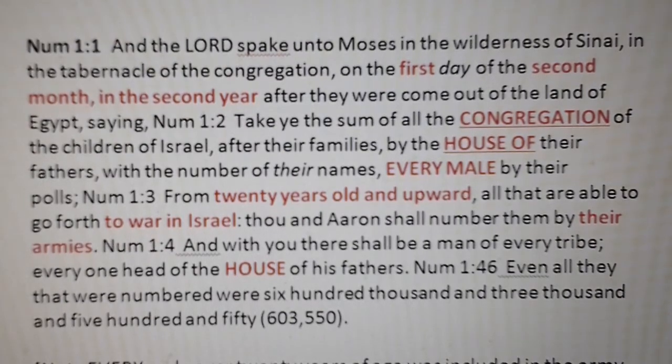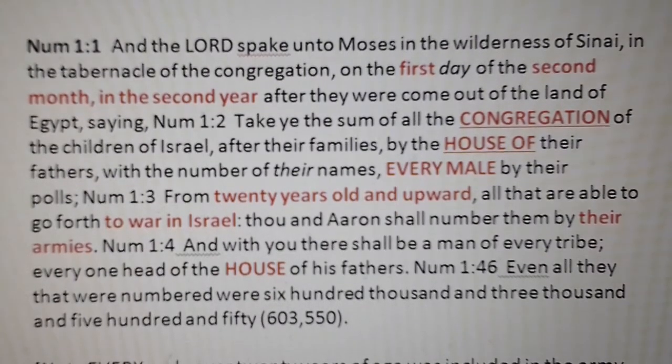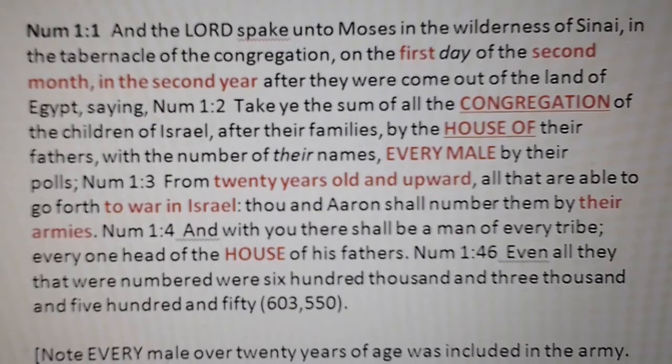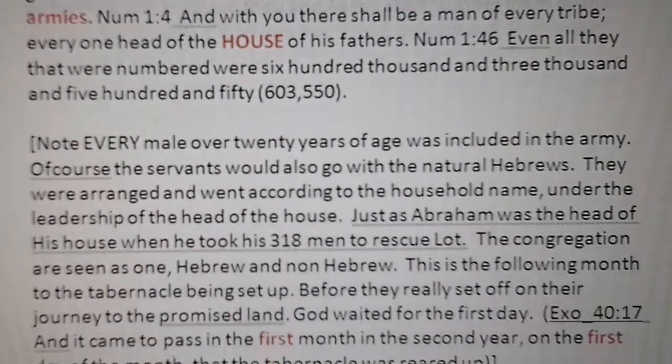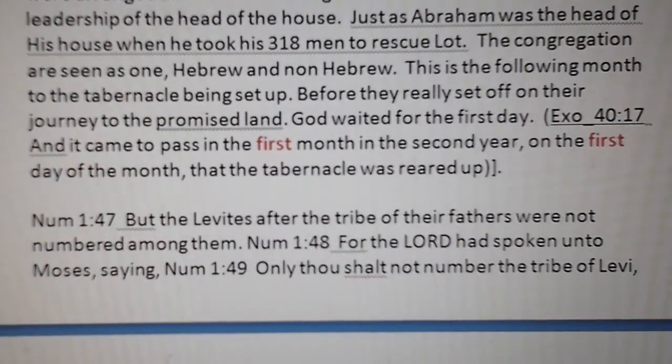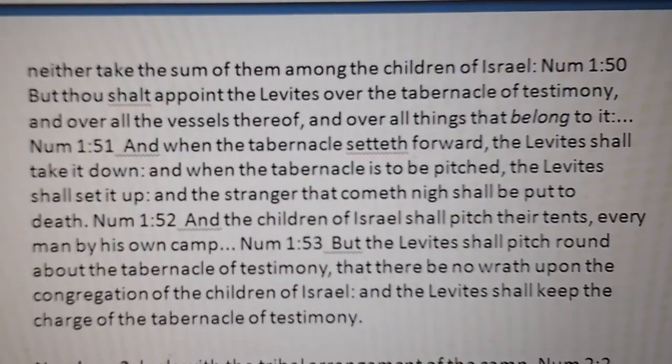So this is the following month to the tabernacle being set up, before they really set out on their journey to the promised land. God waited for the first day. Exodus chapter 40 verse 17, and it came to pass in the first month, in the second year, on the first day of the month, that the tabernacle was raised up. So again, we are now in the second month, in the second year.